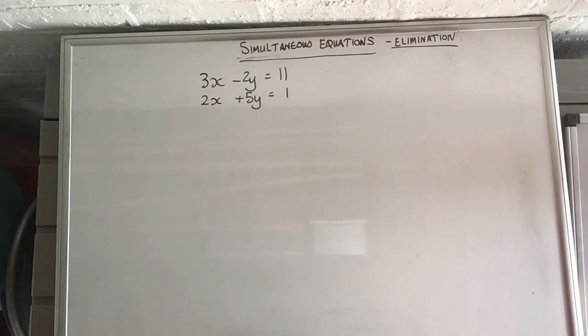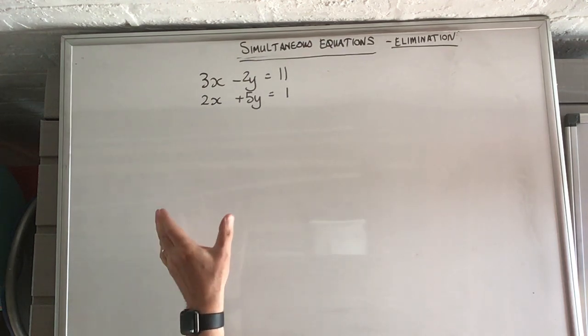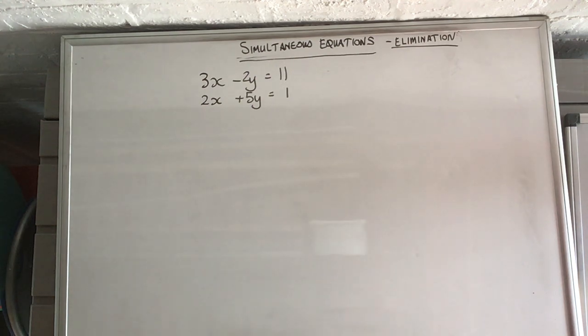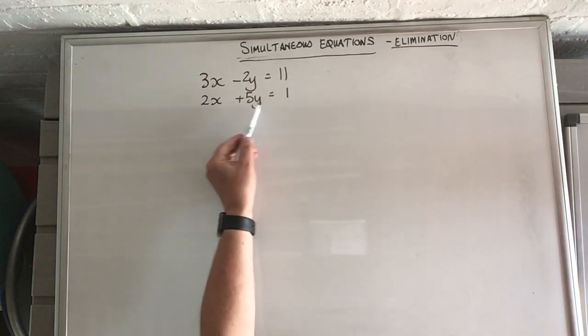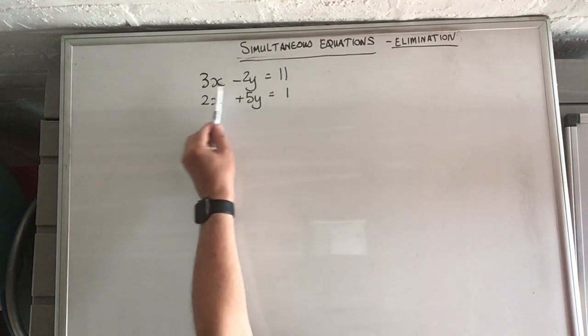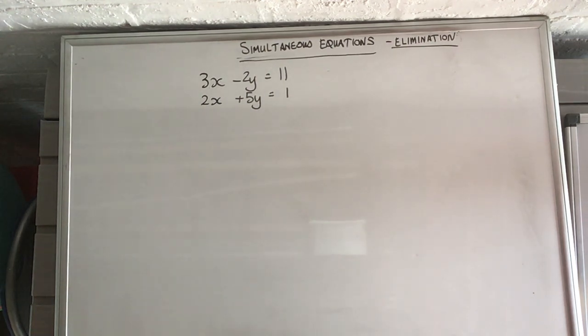Now, the way it's set up just now is the way we tend to use the elimination. x and y are on one side and just numerical values on the right hand side. And what do we eliminate? What do we get rid of? Well, we can get rid of x or y. It doesn't matter which one we get rid of. We just have to look at it and see what's best to get rid of.